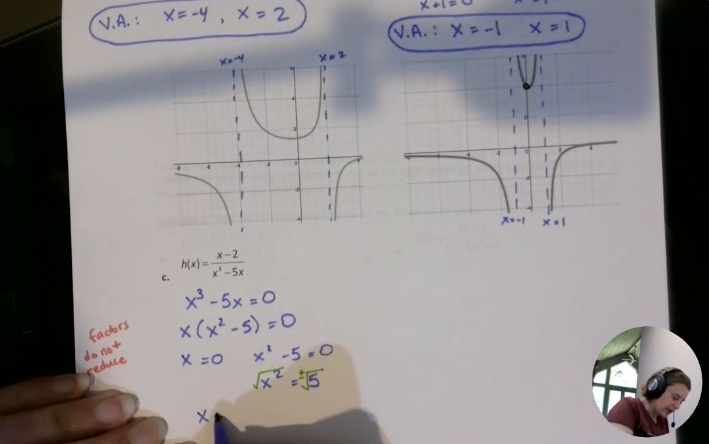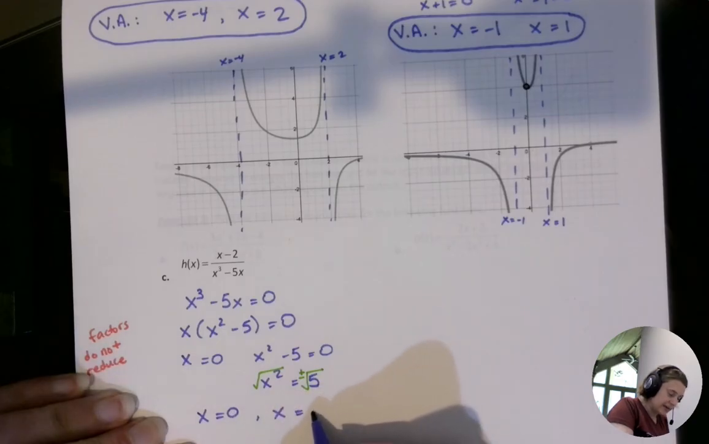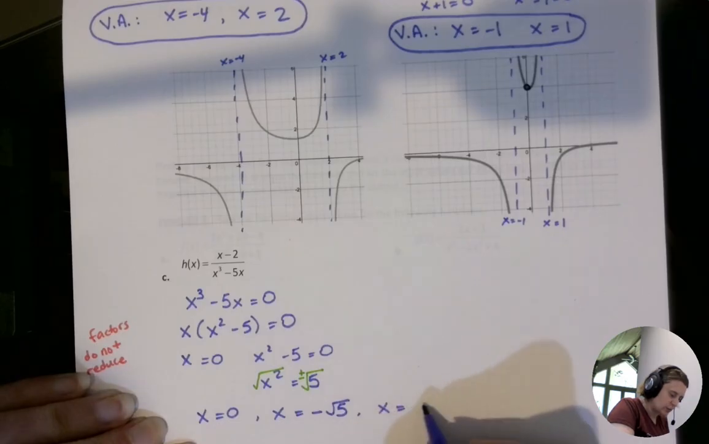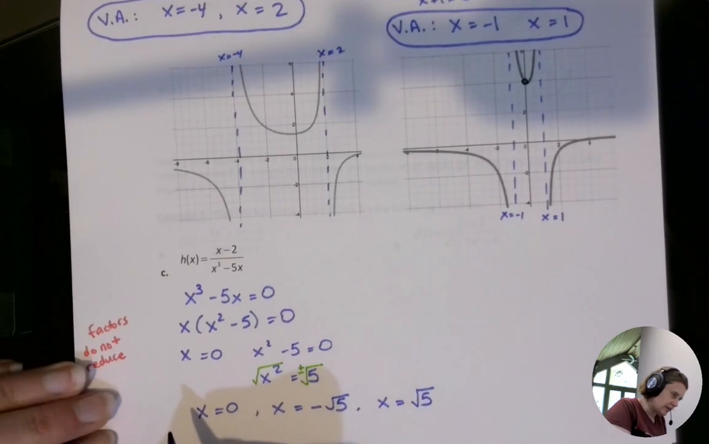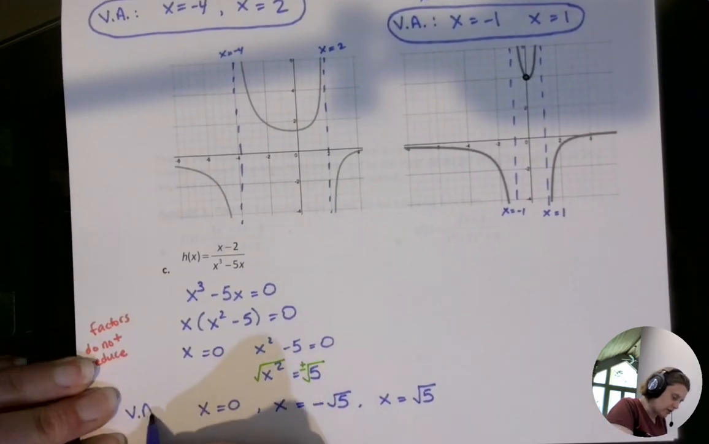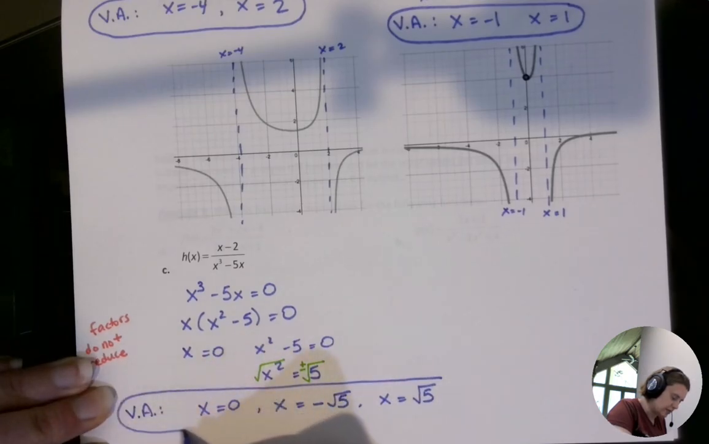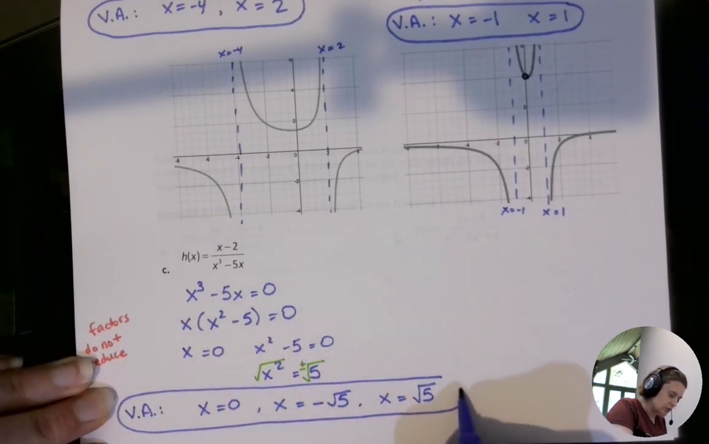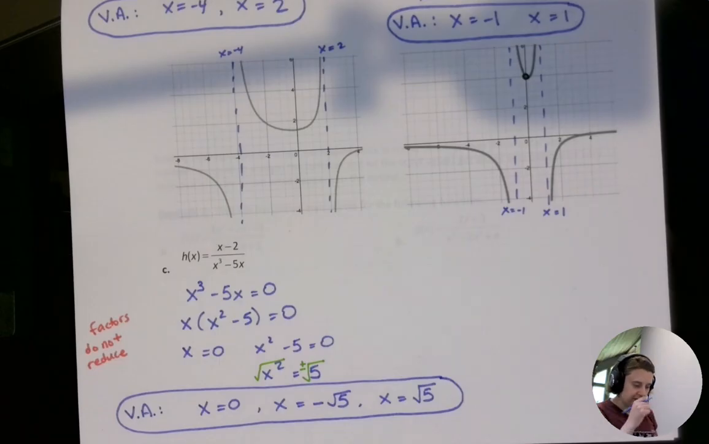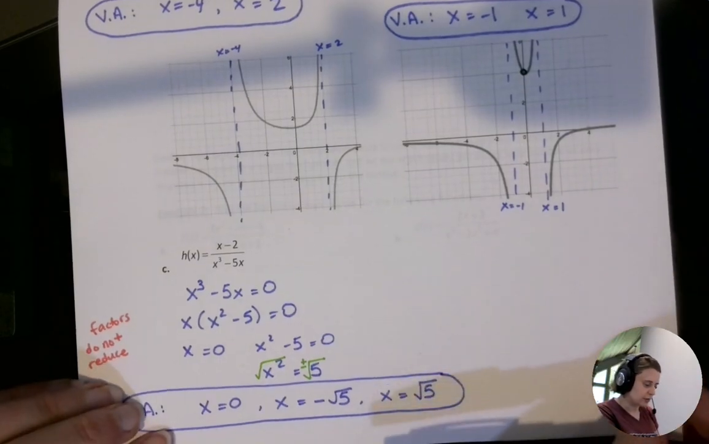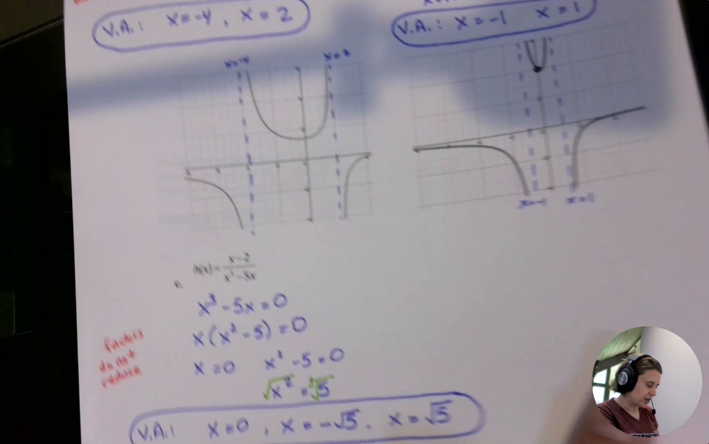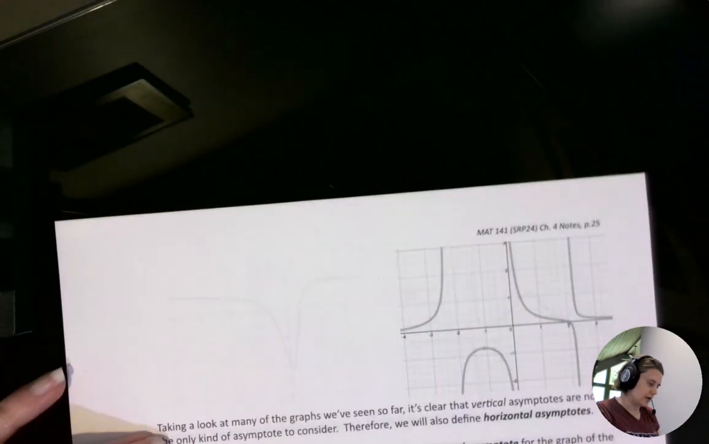So I have x equals 0. I have x equals negative the square root of 5. And I have x equals positive the square root of 5. So all of these are locations of vertical asymptotes, since none of the factors that they belong to was able to reduce with the numerator. So this graph should have 3 vertical asymptotes. My page didn't print very good again, so it's on the next page right here.